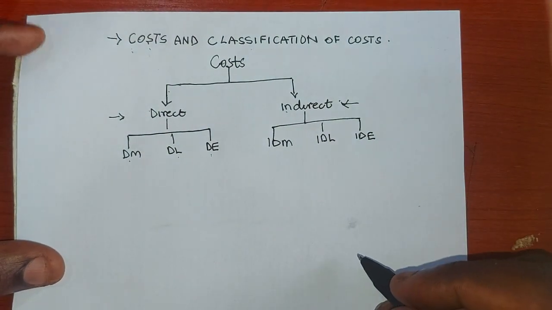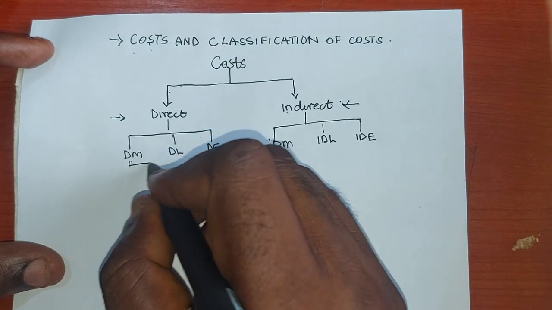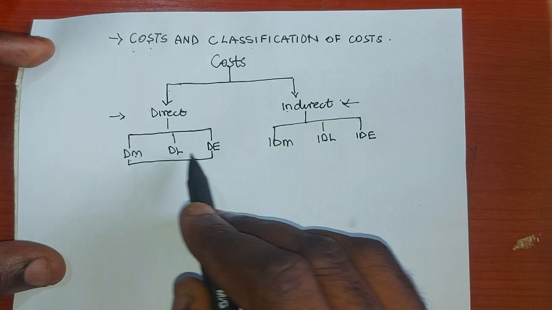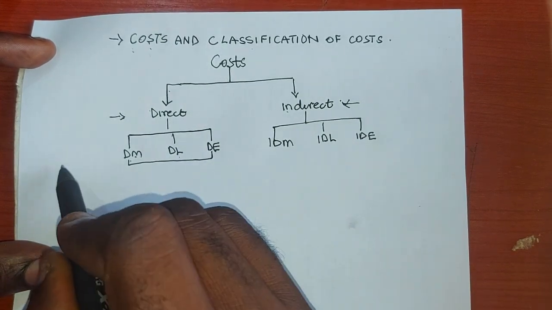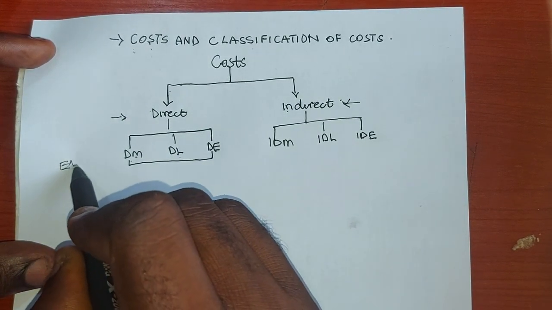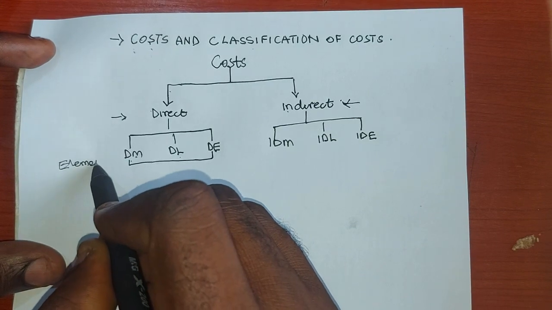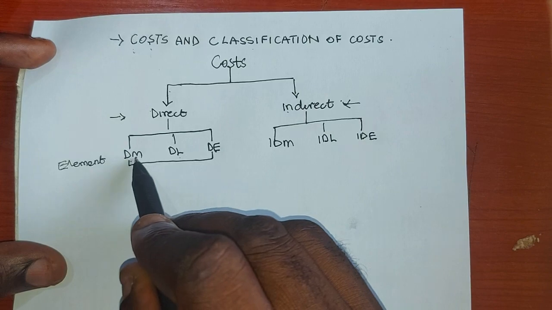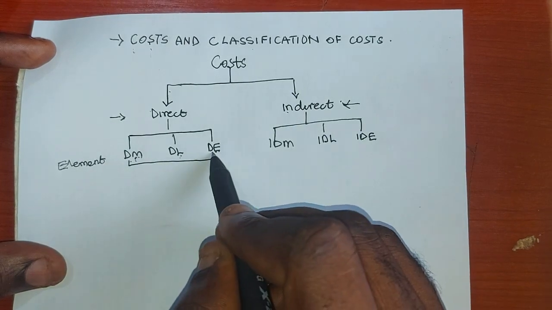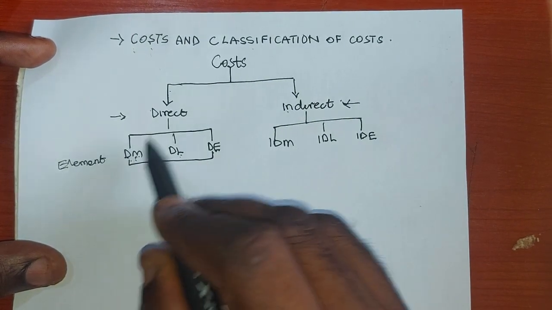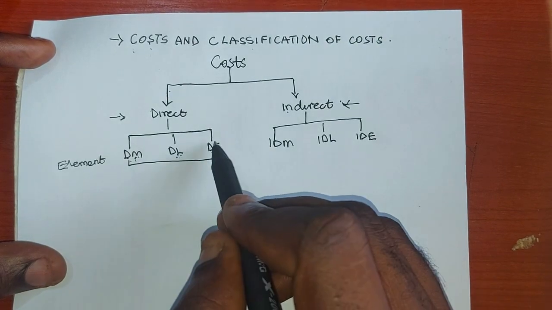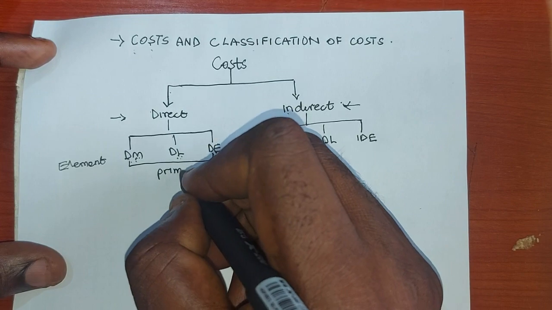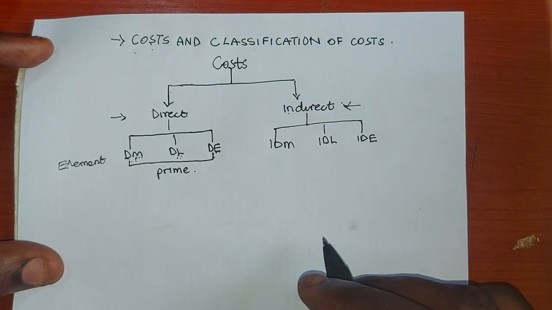All right. Now, when you add direct material, direct labor, direct expenses, these are the elements of cost. The three elements: direct material, labor, and other expenses. So we have direct material, direct labor, direct expenses. The addition of this is known as prime cost. It's known as prime cost.